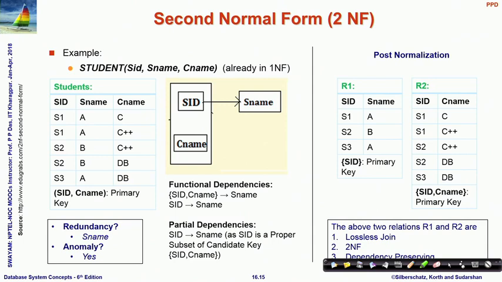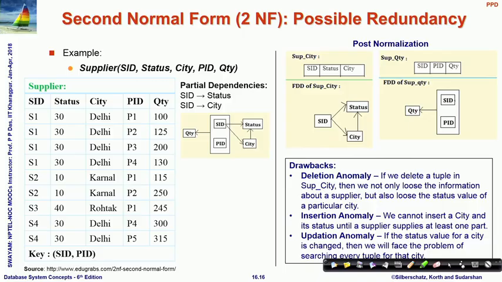Incidentally, we have not guaranteed that it has dependency preservation. But it is possible that a relation in second normal form could still have some redundancy. So, there is a design instance that I am showing with the supplier ID, SID, the status, which is functionally determined by SID, and the product and quantity values. In the supplier table, SID and PID together form a key, and you can clearly see that there is a lot of redundancy in the status, which will cause different anomalies to occur.